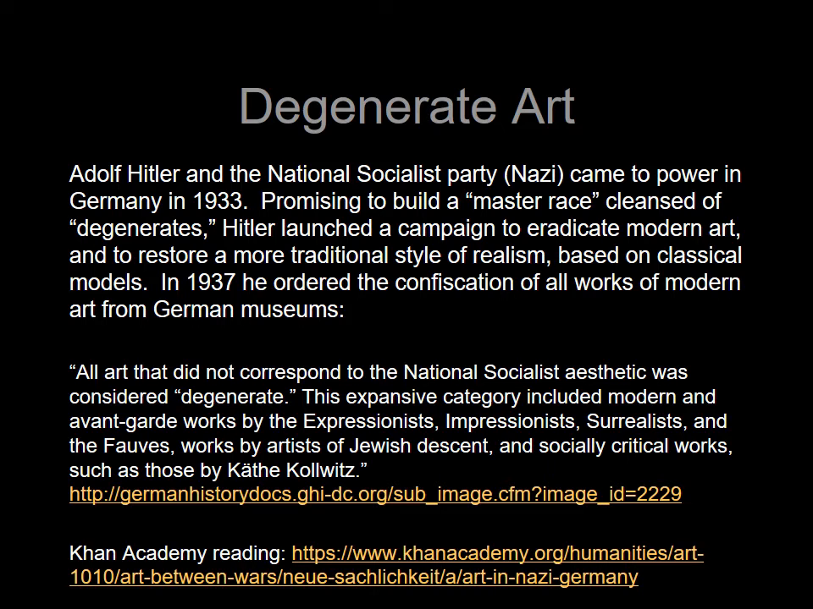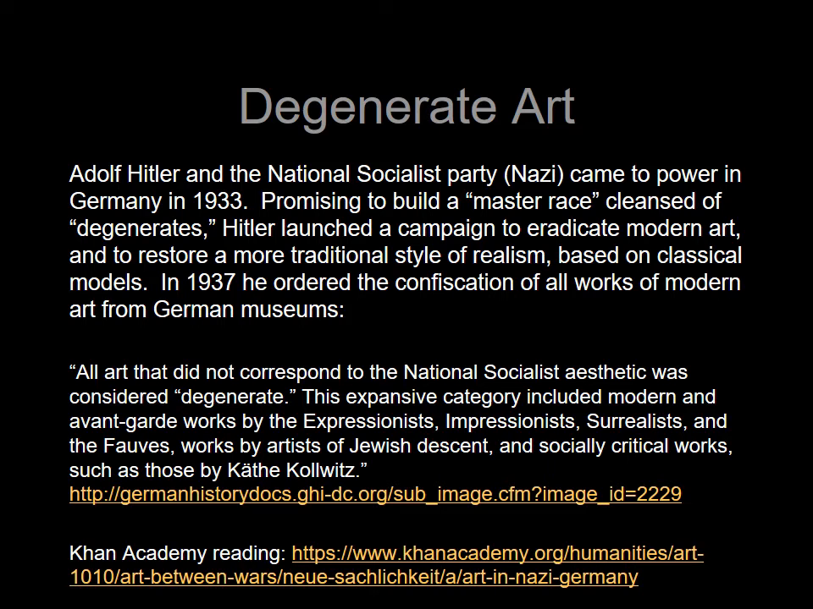In 1937, he ordered the confiscation of all works of modern art from German museums. All art that did not correspond to the National Socialist aesthetic was considered, quote, degenerate. This expansive category included modern and avant-garde works by the Expressionists, Impressionists, Surrealists, and the Fauves, works by artists of Jewish descent, and socially critical works, such as those by Kathy Kollwitz.